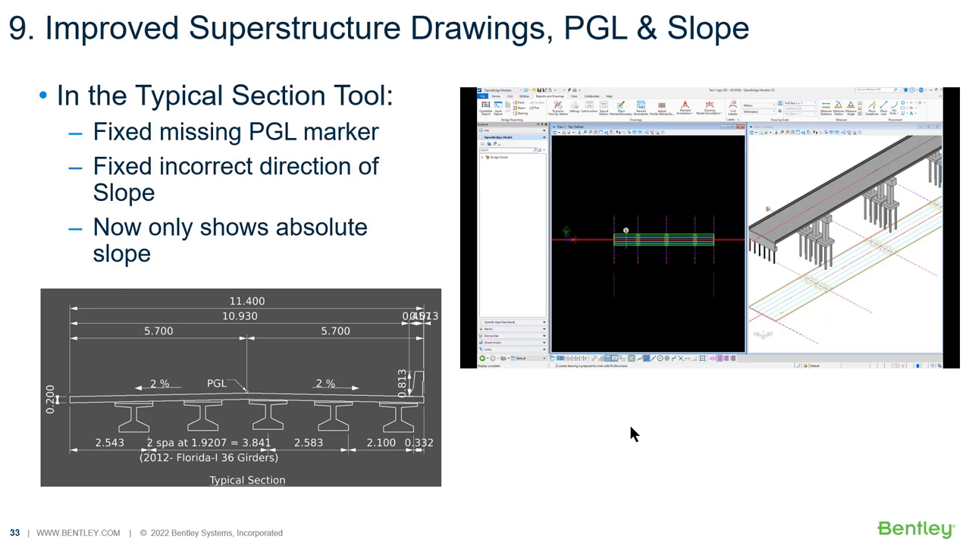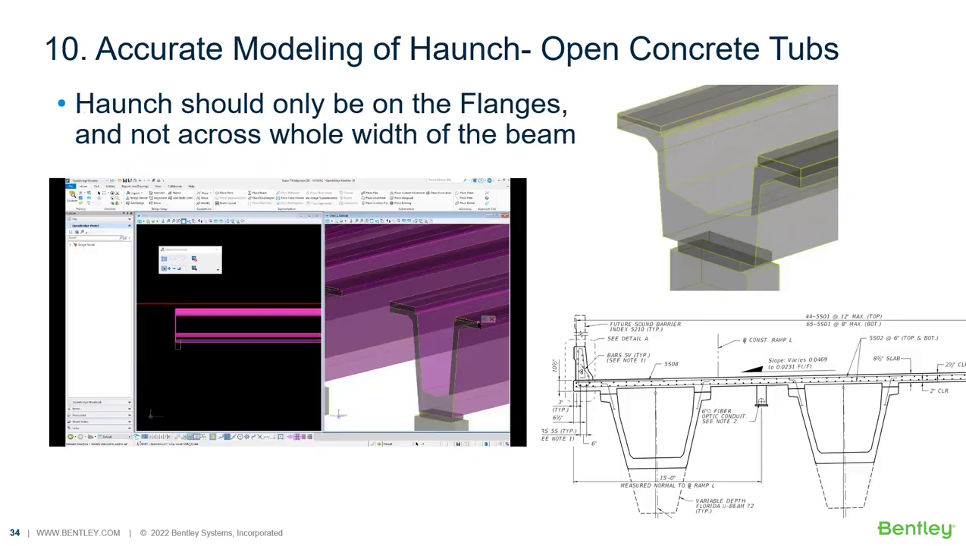This is another one, improved superstructure drawings, where we can see the PGL is shown and also the slope. It doesn't have any sign, positive or negative. It is an absolute value now, and also the direction is corrected.